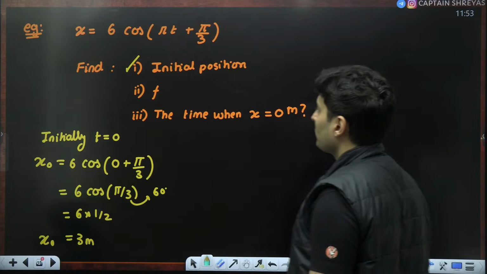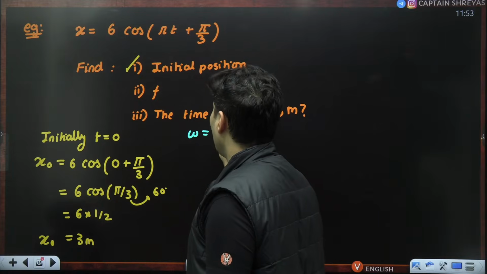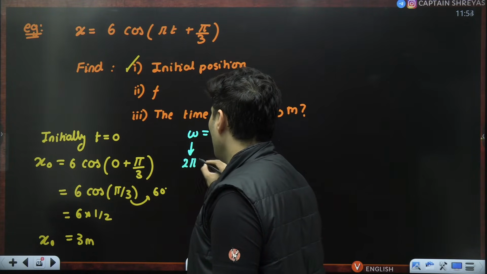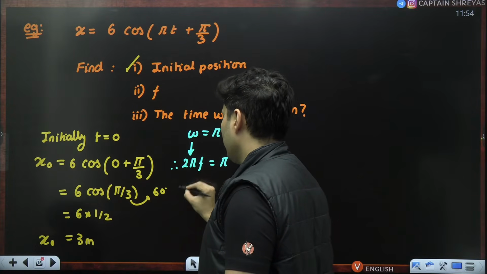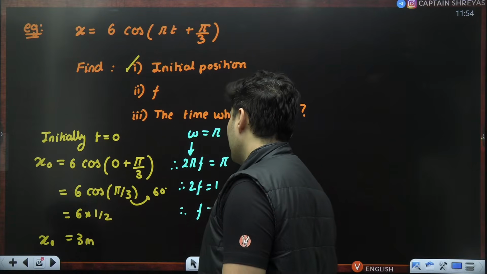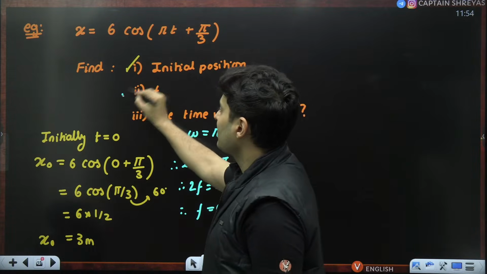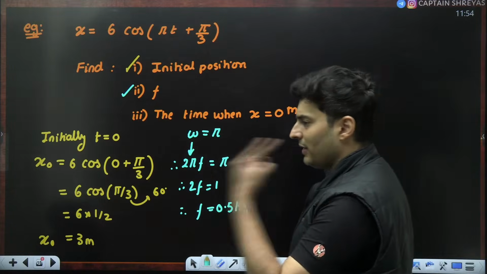Next problem. What is the frequency? For that, compare, you will see omega is basically pi, but omega is also 2 pi f. So 2 pi f is pi, so 2f is basically 1. Therefore, f is half, which is nothing but 0.5 hertz. So this second part is also done. Frequency is 0.5 hertz.